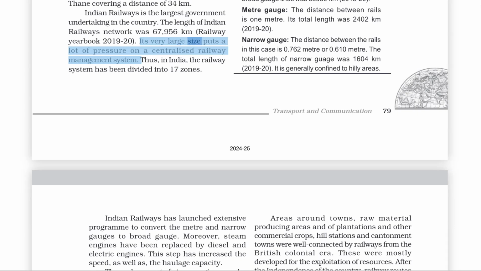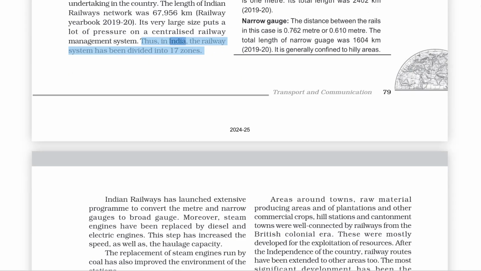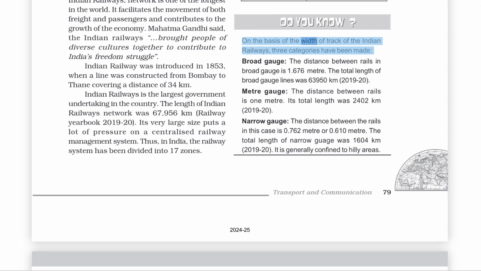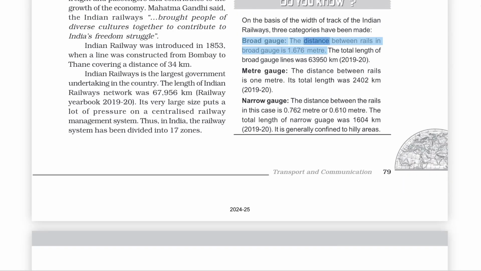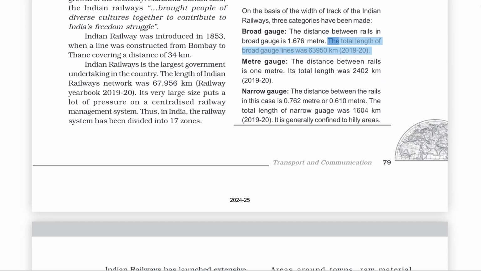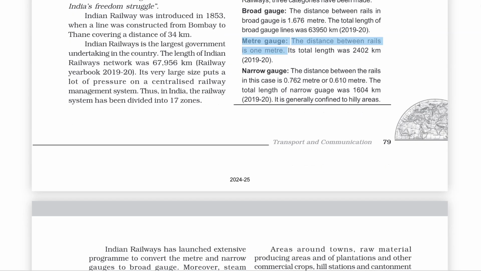Its very large size puts a lot of pressure on a centralized railway management system. Thus, in India, the railway system has been divided into 17 zones. On the basis of the width of track of the Indian Railways, 3 categories have been made. Broad gauge, the distance between rails in broad gauge is 1.676 meter. The total length of broad gauge lines was 63,950 kilometers 2019-20. Meter gauge, the distance between rails is 1 meter.